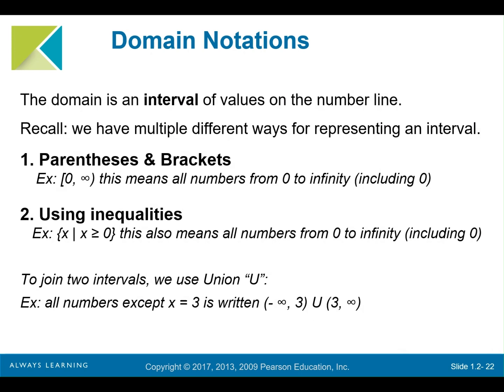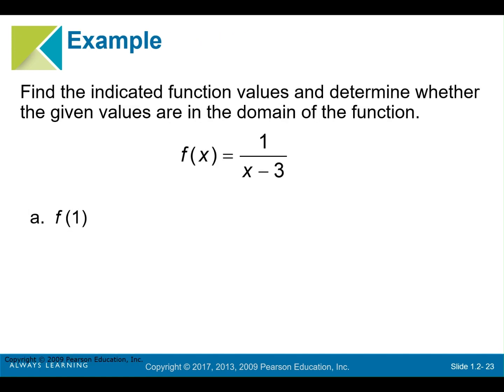But anytime we need to join two intervals, we use what's called a union. So if I'm trying to write down all numbers except for x equals 3, I write it down negative infinity to 3, union 3 to infinity. 3, of course, is not included here. So given this function, f of x is 1 over x minus 3, find the function values that were given and determine whether the values are in the domain of the function.